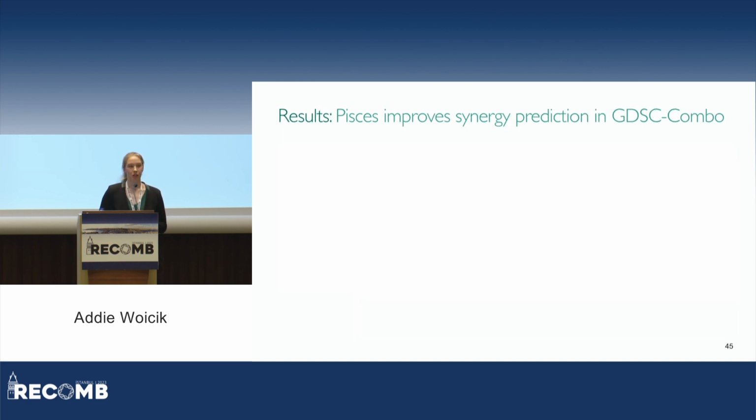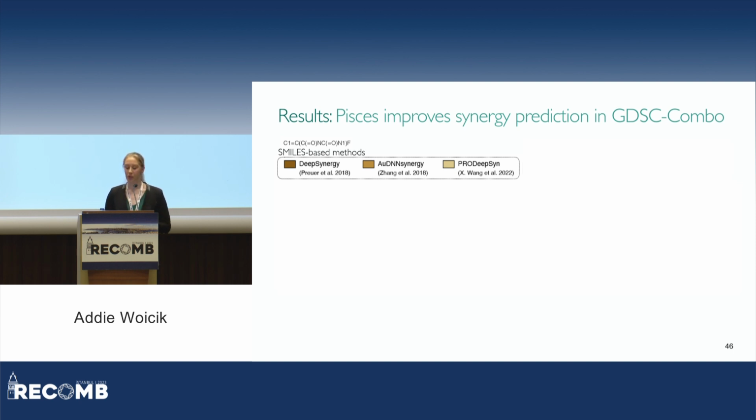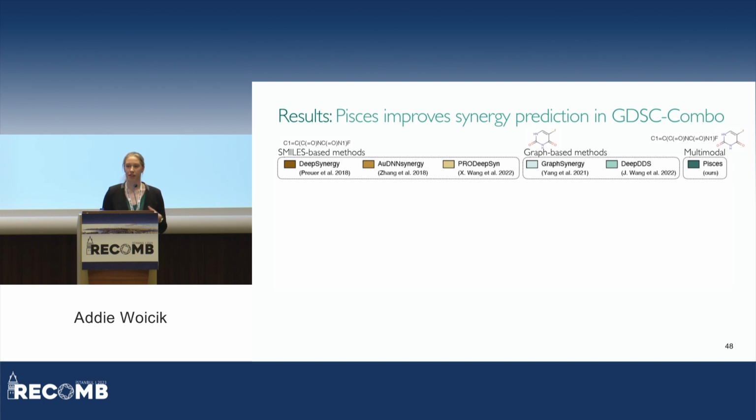Now that we've gone through the model, we can start looking at some of our results on the GDSC combo dataset that I talked about earlier. In order to understand the value of this modality integration, we compare against several existing methods. The first three are deep synergy, ODNN synergy, and pro-deep-syn, which we can think of as being loosely based off of the SMILE sequence. They're really taking as input things like the molecular fingerprint and drug descriptors, which can be computed directly from the SMILE sequence and are also sequential inputs.